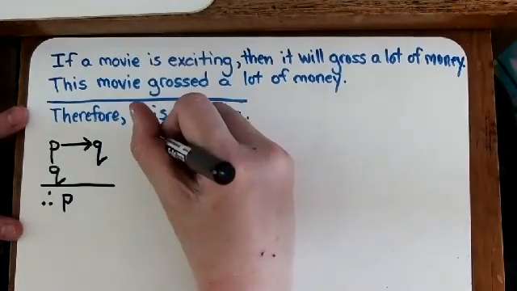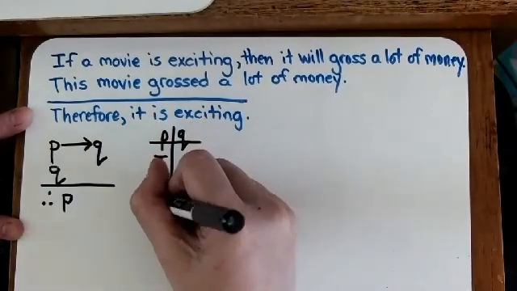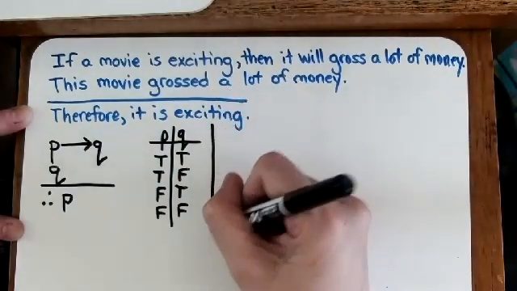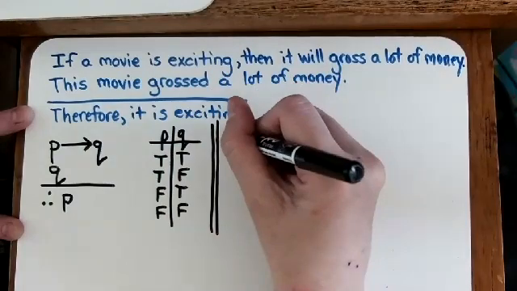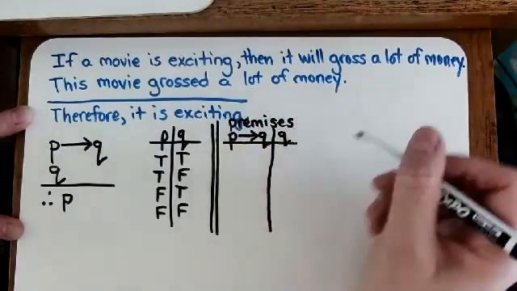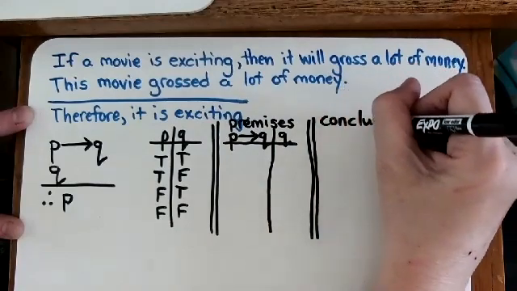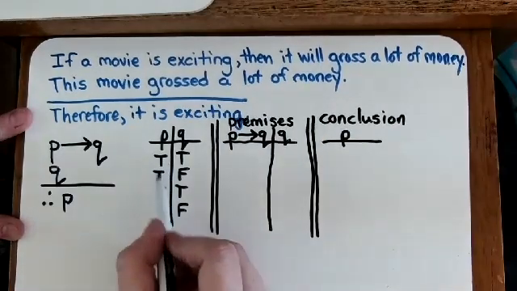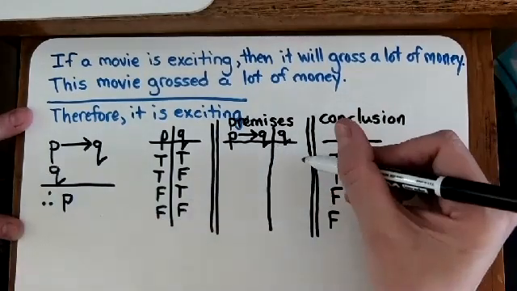Let's take a look at this using a truth table. So we have our P column and our Q column, TT, FF by convention, TF, TF. Now we'll have our premise columns, where premise 1 is if P then Q, and premise 2 is Q, and a conclusion column where our conclusion is P. We can transcribe P into place and Q as the second premise.